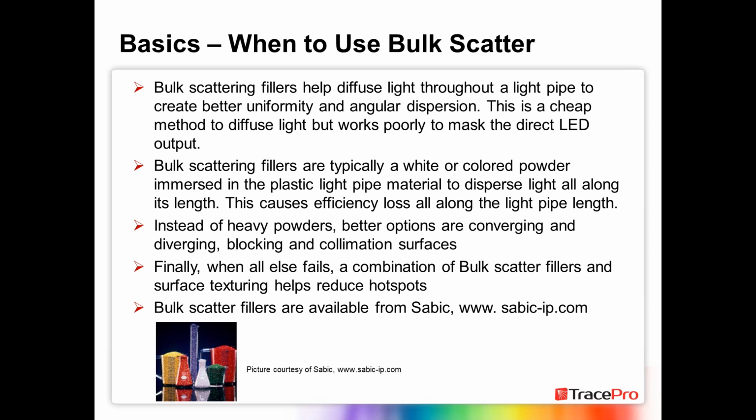Instead of heavy powders, better options are converging and diverging lens surfaces on the entrance and exit port of the light pipe. And sometimes blocking collimation surfaces work as well, especially if you can block the LED output in the middle. That way light has to go around it and you don't get to see the light pipe. Finally, when all else fails, a combination of bulk scatter fillers and surface texturing really helps reduce hot spots, where you see a lot of light.